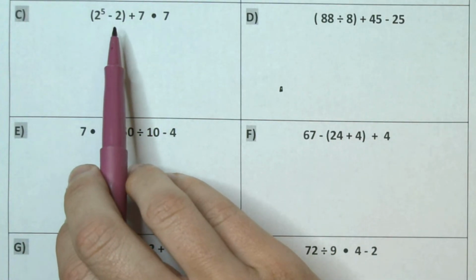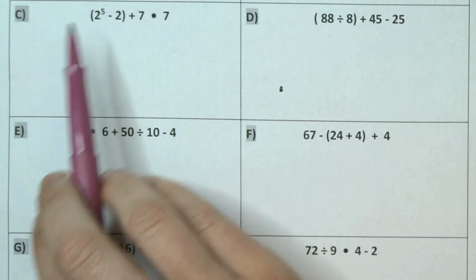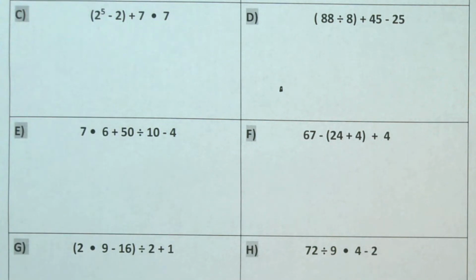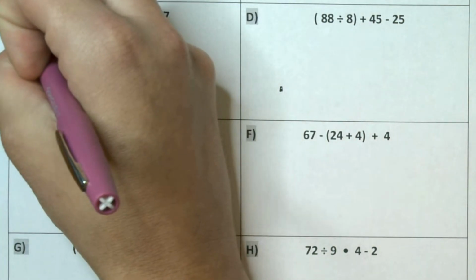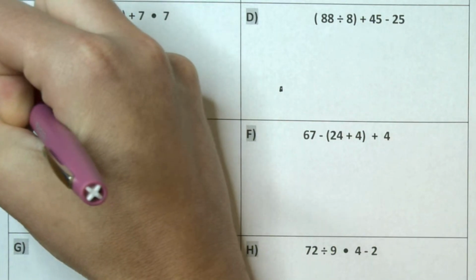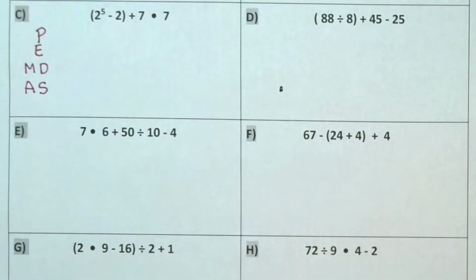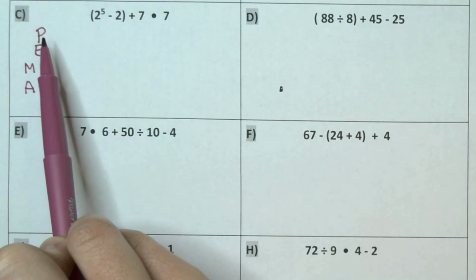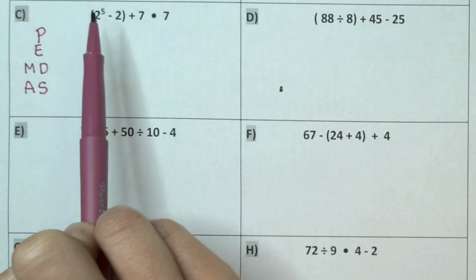Problem C is a little bit different because we have 2 operations within the parentheses. But we're going to approach this problem the same way we would approach any problem, starting by writing PEMDAS. Make sure to write the M and D next to each other and A and S next to each other since they're equally powerful.